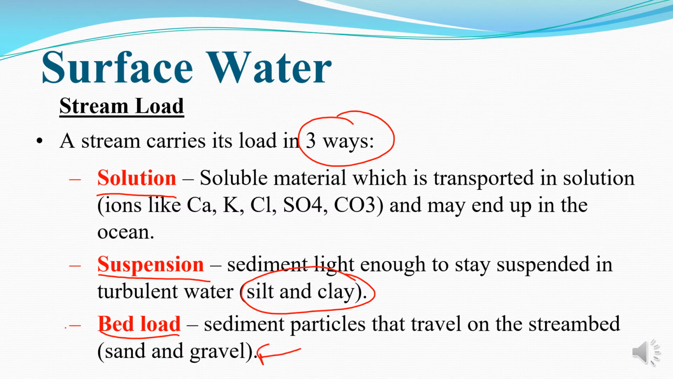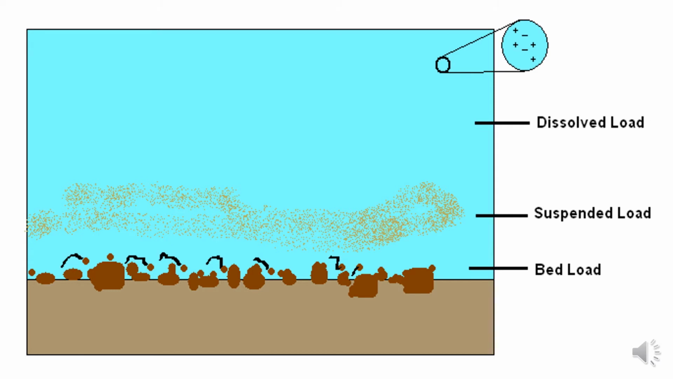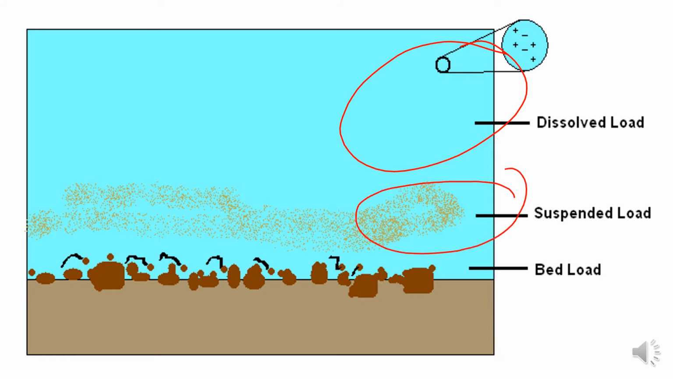A lot of times when you pick up water, even from the beach, you have sand and gravel because it's inside the water. But you can also have ions that get transported and end up in the ocean. Suspension is thicker, like mud, silt, clay, and the bed load is gravel. The dissolved load is ions and atoms that you really can't see, just small particles. Suspended load is something you can see, but bed load is bigger and heavier.